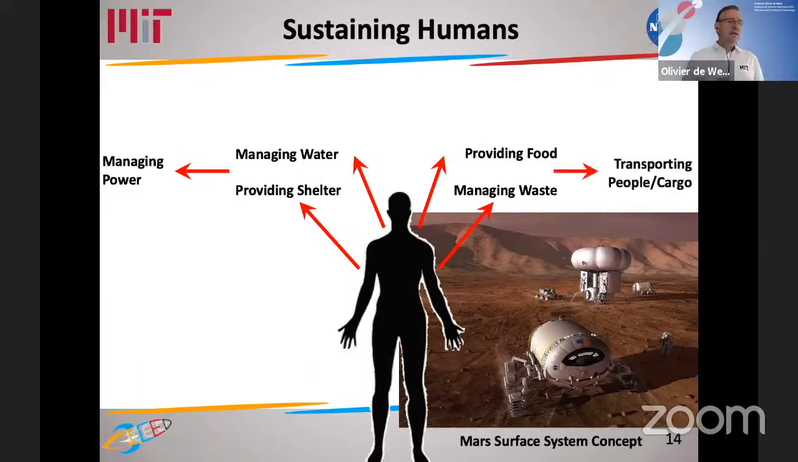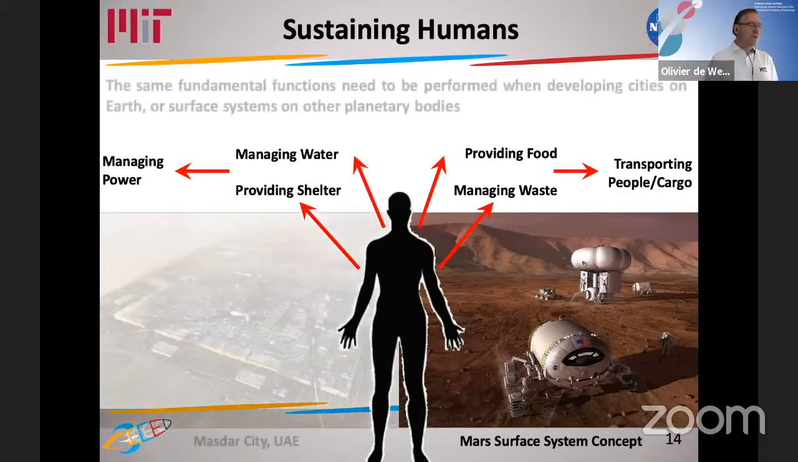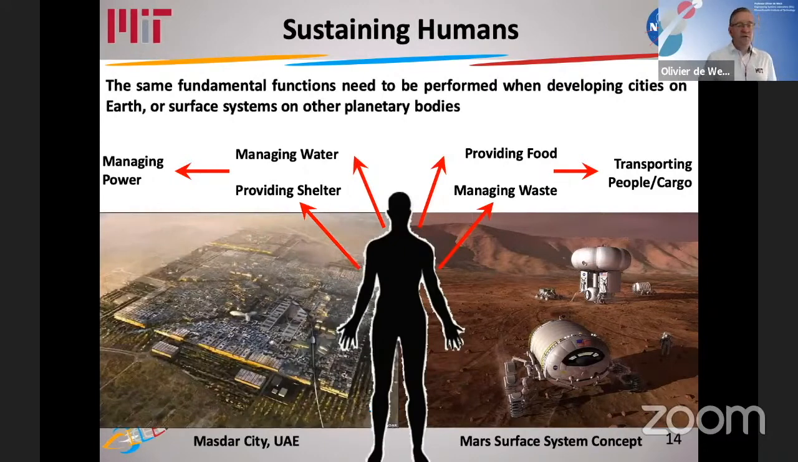And on the right side, transportation. You see on this picture, there's a pressurized rover, there's astronauts performing extravehicular activities or EVA. So transportation functions are also critical. And, if you think about it, these are the same fundamental functions that we perform on Earth as well in our cities.